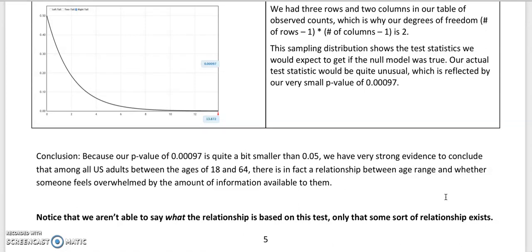You may recall that previously it did look to us like as people got older, they were more likely to feel overloaded by the amount of information available to us. The chi-squared test itself cannot reach that conclusion. It can only say there is some sort of relationship, or we're not really sure if there's some sort of relationship. So you would have to do something else if you wanted to say what that relationship is.